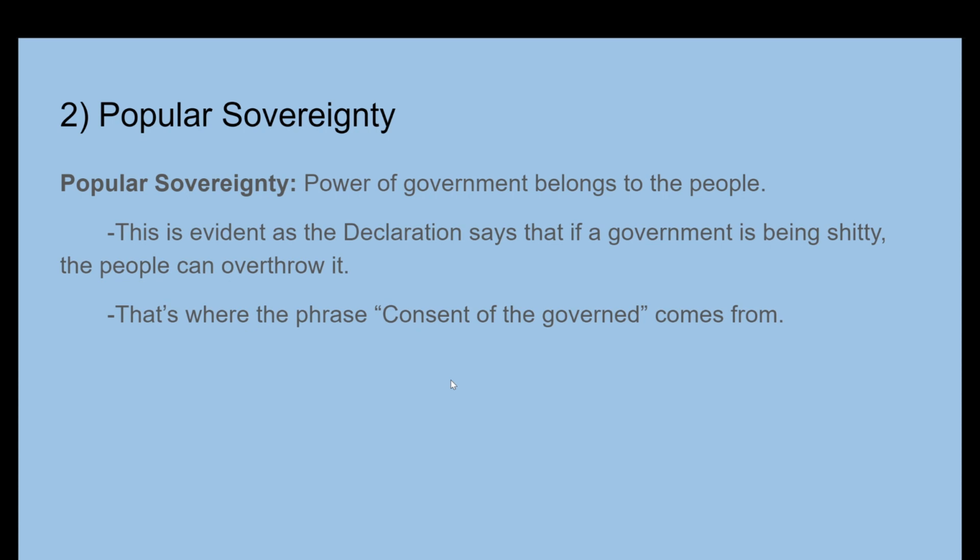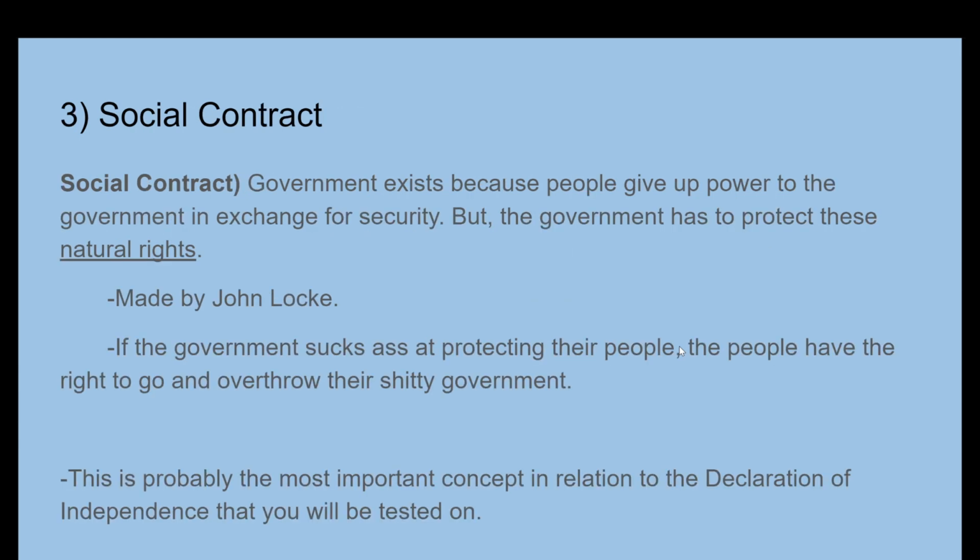The idea of popular sovereignty is evident because the Declaration essentially says if a government is terrible, then the people can overthrow it. If they're not protecting your rights, then the people can overthrow the government. This is where the phrase consent of the governed comes from. You see this term all the time, that the government can't run without the consent of the people.